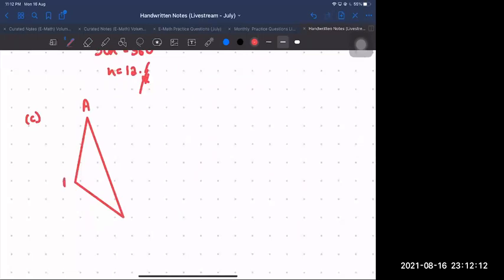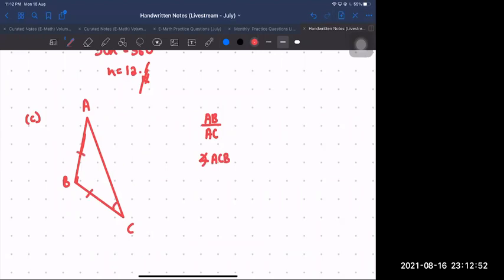ABC. The question is asking you for AB over AC. Let's look at the ratios very carefully. AB is that line there, and AC is that line there. So what I'm going to do is find what these angles are. Angle ACB. Remember that this is a regular polygon, so this is an isosceles triangle.